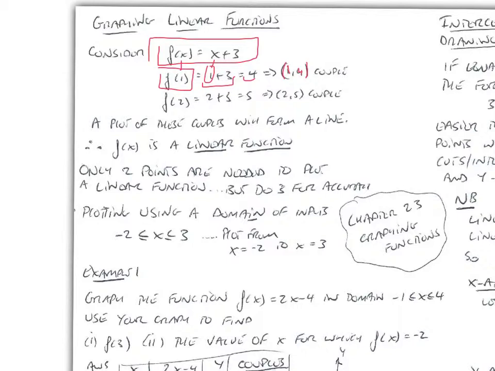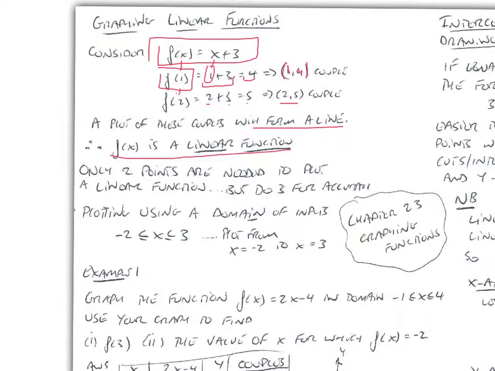Okay? And if I let x equal 2 and slot that into the function, I get 2 plus 3 is 5. So now I have a second couple, 2 comma 5, an x and y coordinate couple. Okay? A plot of these couples will form a line, and if that's a straight line, then f of x is known as a linear function.